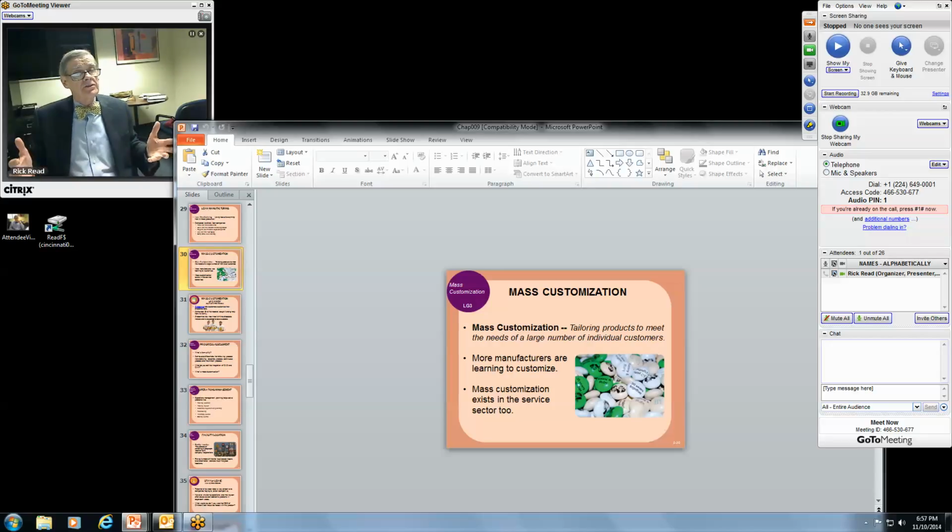Mass customization is just what it says here: tailoring products to meet customers' needs on a large number of individual customers. So here you have mass customization, but it's not going to just one person, it's going to a bunch of other people.